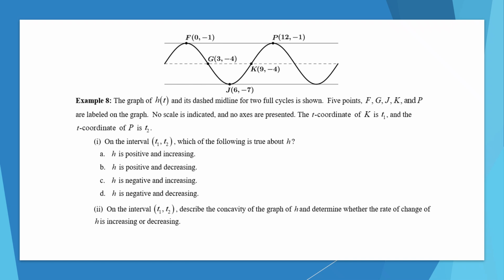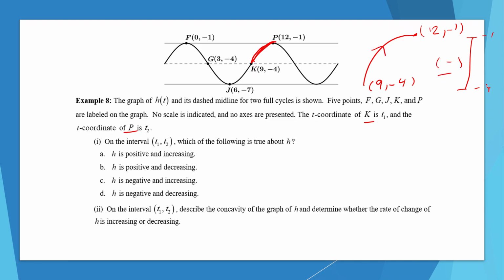Example 8, different coordinates now. And here we're looking from K to P. So the different letters that I'm going to ask about will change from question to question. K to P, that's going to be this portion of the graph right here, where we are going from 9, -4 to 12, -1. Here, if we look at the y values, we're going from -1 to -4. So our y values are completely going to be negative.